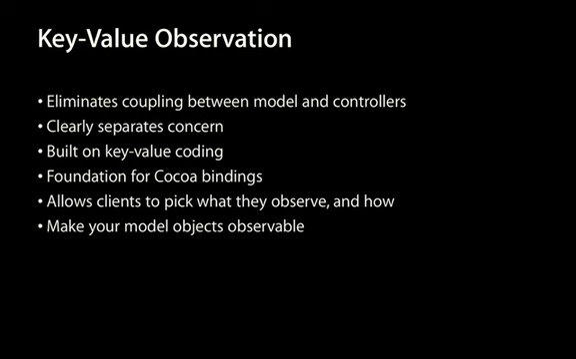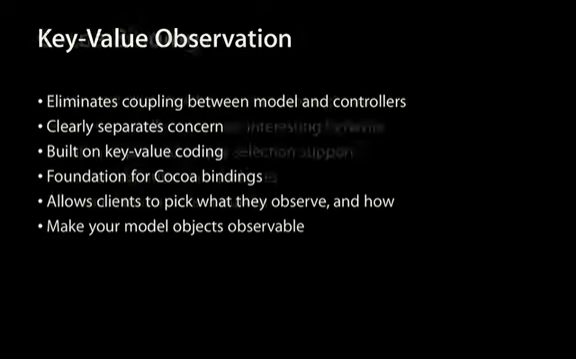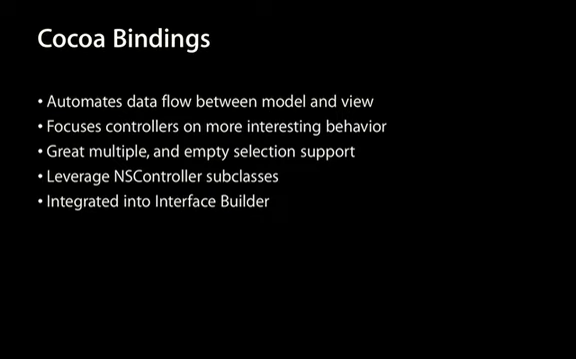Key value observation is really a foundational technology. Lots of things are built on top of it. An example of something that's built on top of key value observation is Cocoa bindings. Cocoa bindings really let you eliminate whole swaths of model view controller glue code.